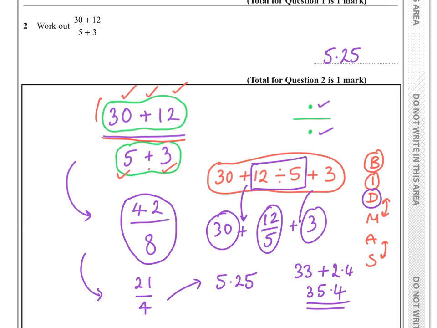If you were to put a bracket here, and a bracket here, and then a bracket here, and a bracket here, you'd then be okay. Because if I choose another colour here, and show you where those brackets would be, they would be here, and here, there, and there. If you type that in, bracket 30 plus 12, bracket divided by bracket 5 plus 3, close bracket, you would then get the same answer, 5.25.